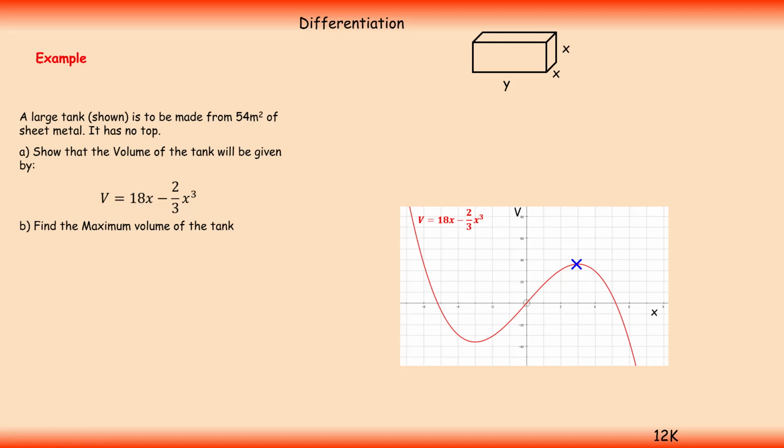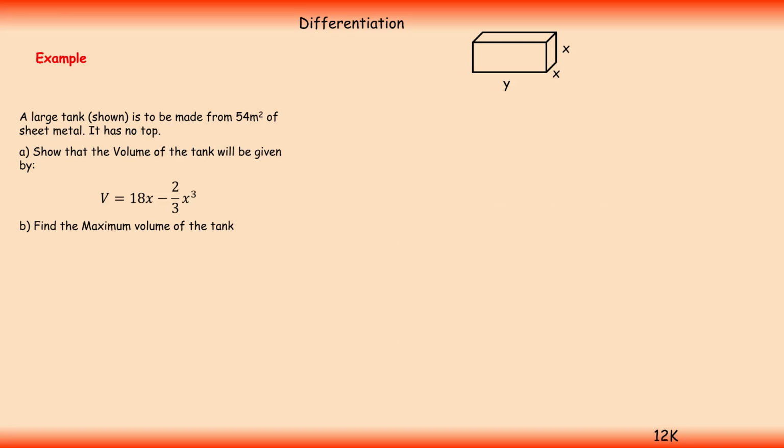Right, so let's do that. V equals 18x minus 2 over 3 x cubed. Differentiated with respect to x, it's going to give us 18 minus 2 over 3 times 3, so that's going to give us 2x squared.